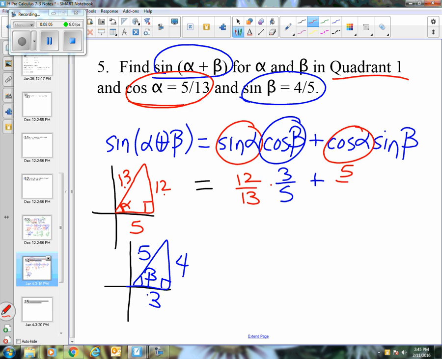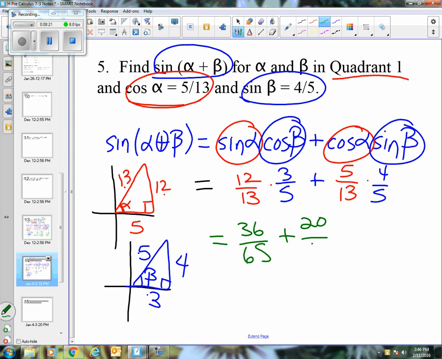That's actually one that they gave us. And then sine of beta. So back to the beta triangle here. Sine of beta would be 4/5. So I'm going to multiply and then add. So that would give me 36/65 and then 20/65. So that means sine of alpha plus beta is going to be 56/65. So let's think about reasonable again.